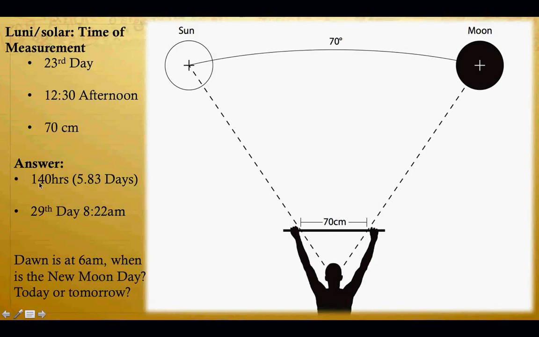So the answer is 140 hours, at 5.83 days, and the 29th day at 8:22 a.m. We'll describe how we get that in a second. Dawn is at 6 a.m. When is the new moon day? Well, we know if dawn is at 6 a.m. and we measure, and the conjunction is at 8:22 a.m., obviously the new moon day is going to be the next day, right? It won't be that day.